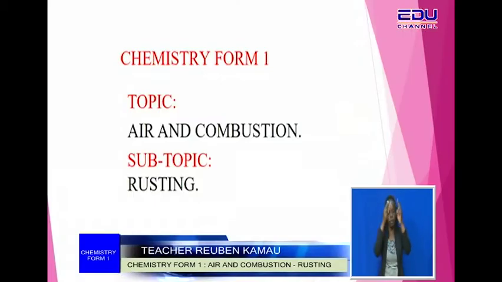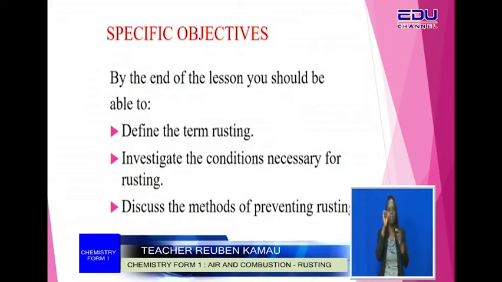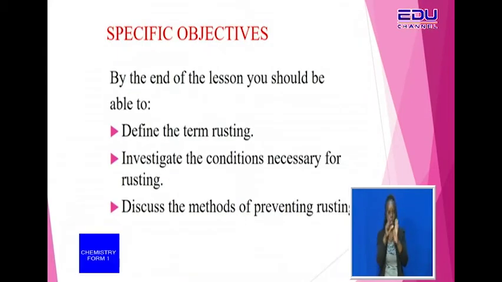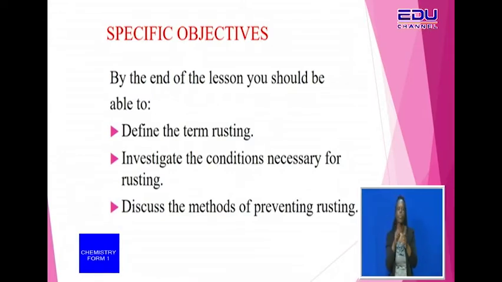Hello learner, this is Chemistry Form 1 and our topic for today is air and combustion. In air and combustion, we are going to talk about rusting. By the end of this lesson, you should be able to: one, define the term rusting; two, investigate the conditions necessary for rusting; and three, discuss the methods used for preventing rusting.